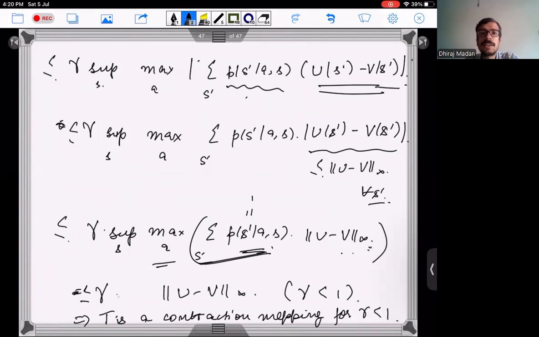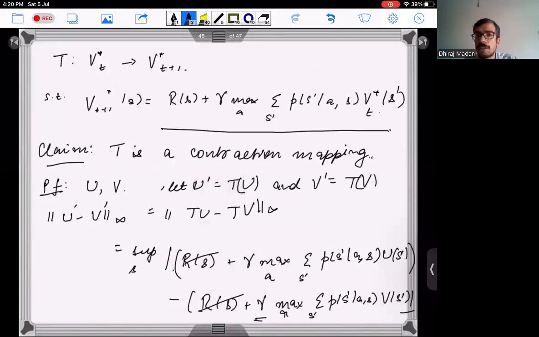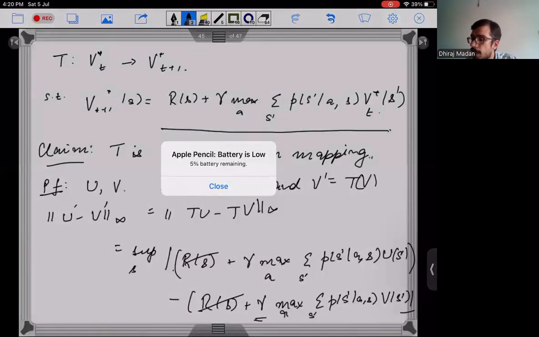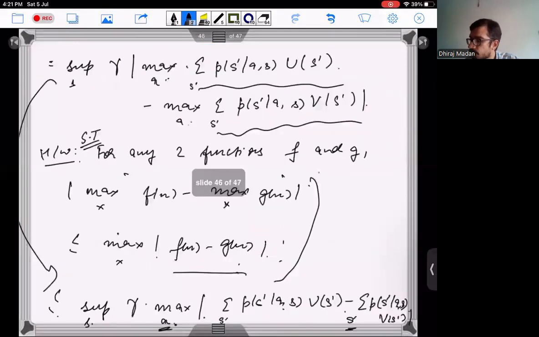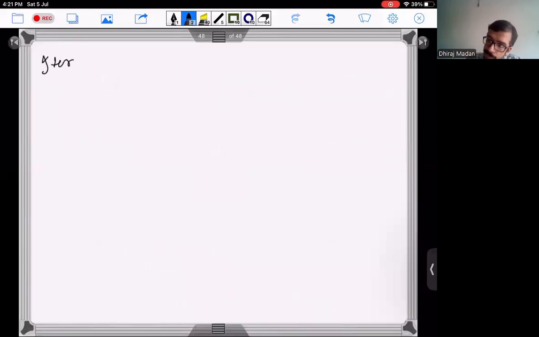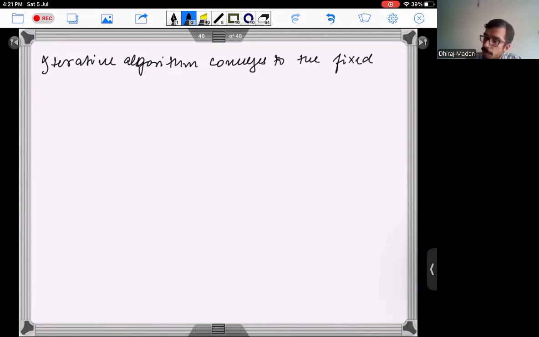And once we know that this is a contraction mapping, there is not much to prove later. We can use the same sort of argument as earlier to show that, firstly, T has a fixed point, and not just that, the iterative algorithm wherein we iteratively apply the same operator T converges to the fixed point of T.